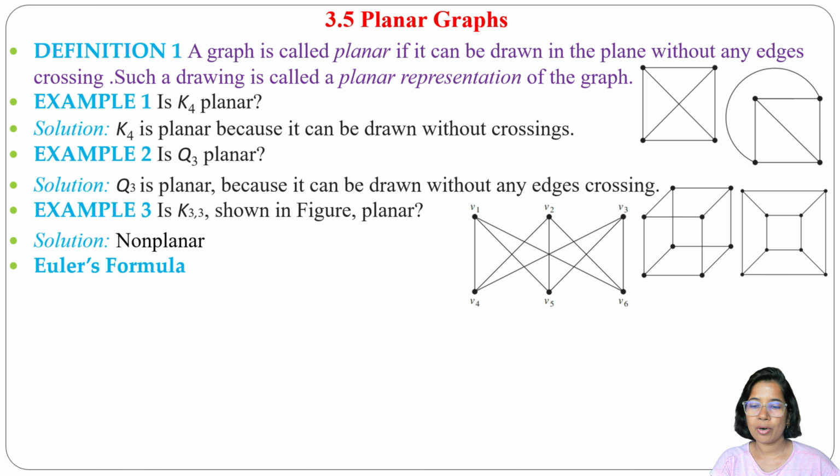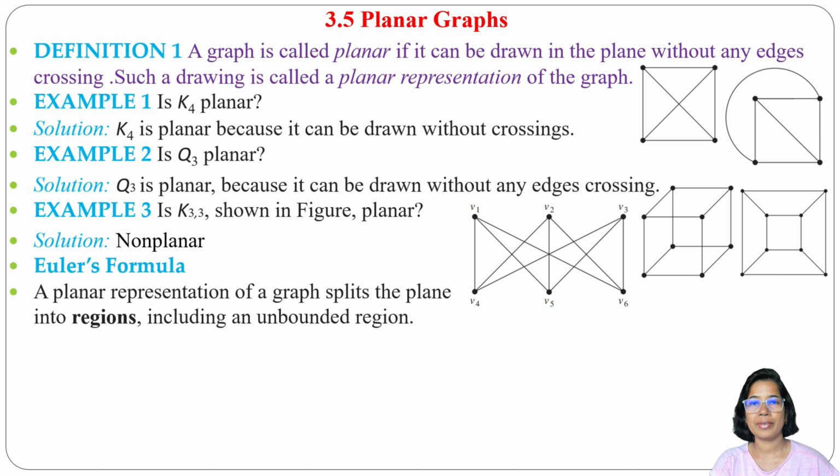Next, Euler's formula. Before Euler's theorem, first understand what a region is. We can partition a graph into different regions. There are 2 types of region: one is bounded, another is unbounded. The outside region is called unbounded, whereas a region within the edges is called bounded. A planar representation of a graph splits the plane into regions, including the unbounded region.